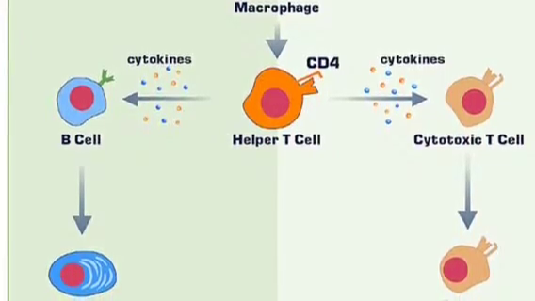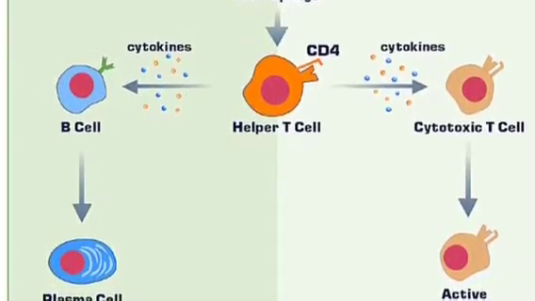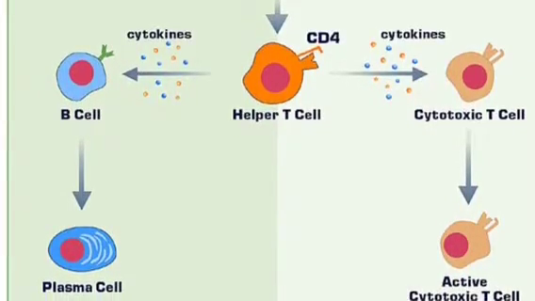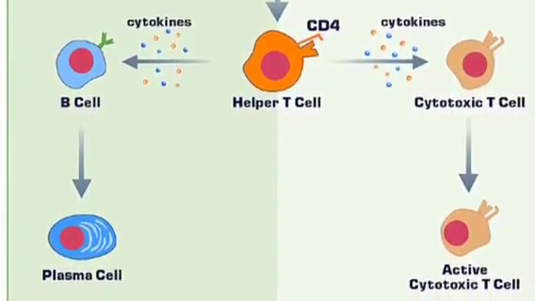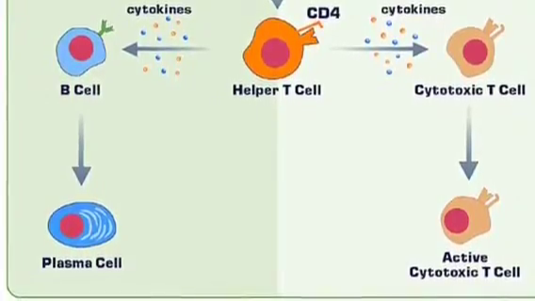HIV, interestingly enough, attacks the helper T cells themselves, which neutralizes the entire immune response by destroying the heads of the operation.